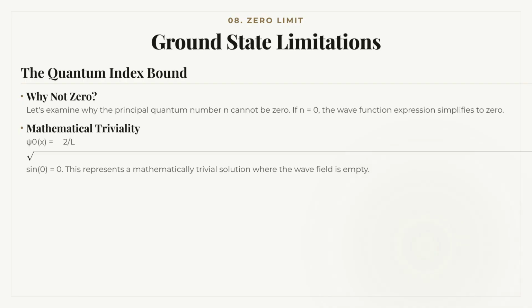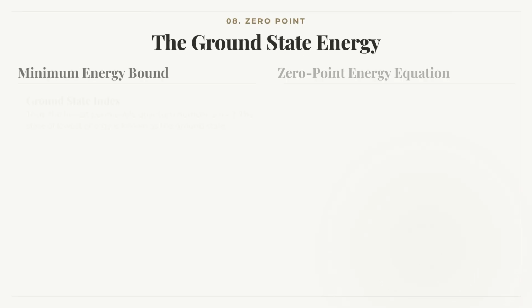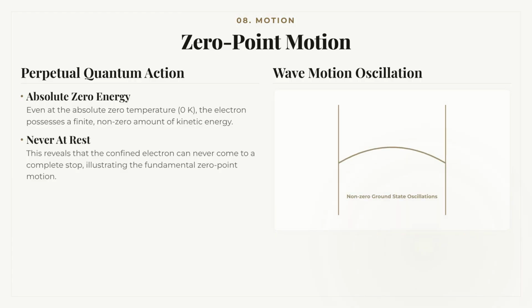Another important consequence is the existence of zero-point energy. The quantum number n cannot be zero, because if n equals 0, the wave function becomes identically zero everywhere, implying that the electron does not exist inside the box. Therefore, the lowest possible state corresponds to n equals 1. This means that even in its ground state, the electron possesses a finite amount of kinetic energy and can never remain completely at rest. This minimum non-zero energy is called the zero-point energy and is a purely quantum mechanical phenomenon with no counterpart in classical physics.